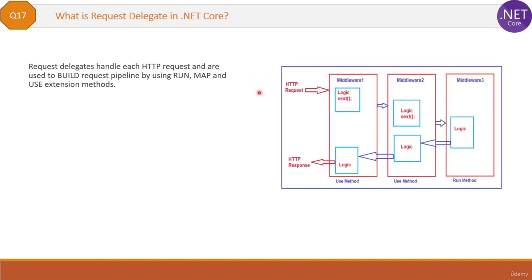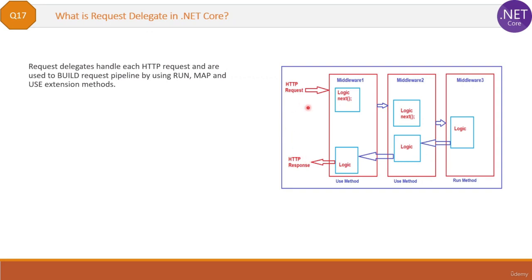In the diagram, you can see we have three middlewares, middleware 1, 2, and 3. We want to execute them one by one. And then at middleware 3, we want to stop the execution and send the response back to middleware 2 and then middleware 1. So how will we achieve this?